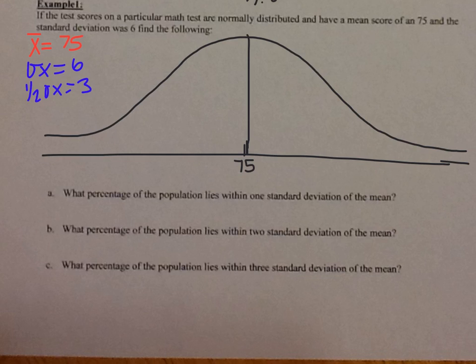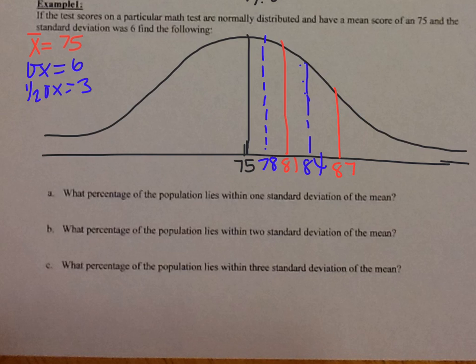Now I'm going to go a half to the right. I always do my halves in a dotted line. So a half to the right, I do 75 plus a half a deviation. So this score here is 78. And now we're going to go another half a deviation, which is actually a full deviation. So now I do 78 plus 3, and that's 81. Now I go another half. So I add another 3, and that's 84. And then I go another half, and that's 87.